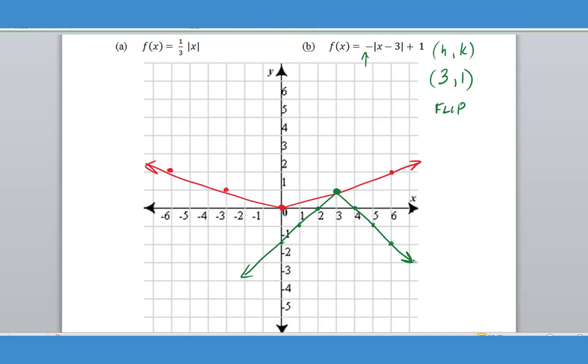You hopefully have been able to graph these two absolute value functions without the help of a calculator, and hopefully without the help of t-charting. You just are starting to understand the transformation process that is taking place. Okay, so in the next video we will actually learn how to write the equations of these absolute value functions.